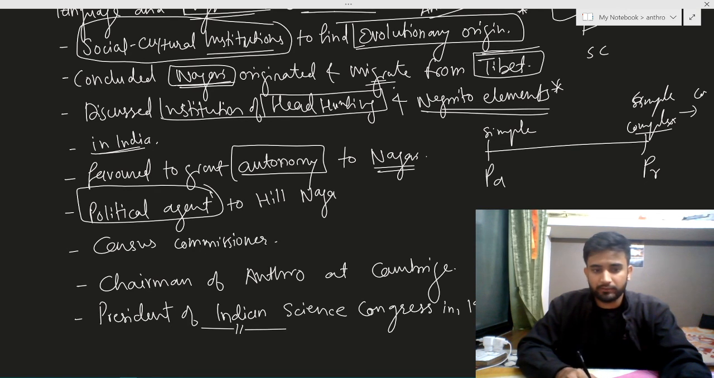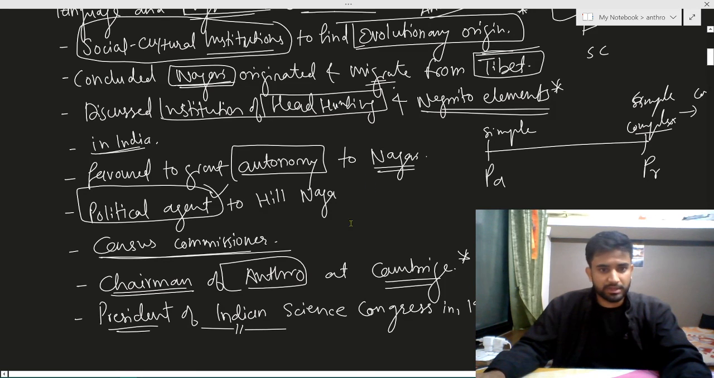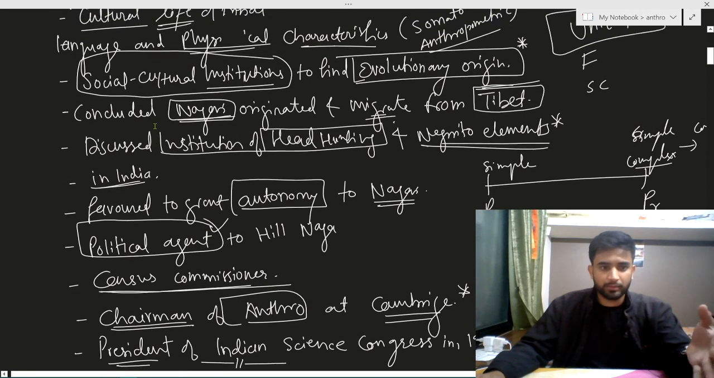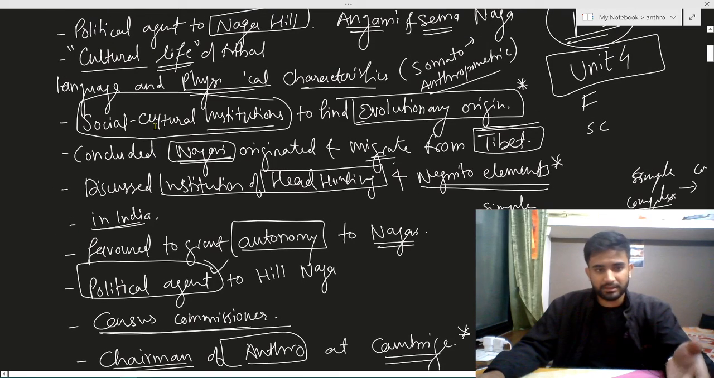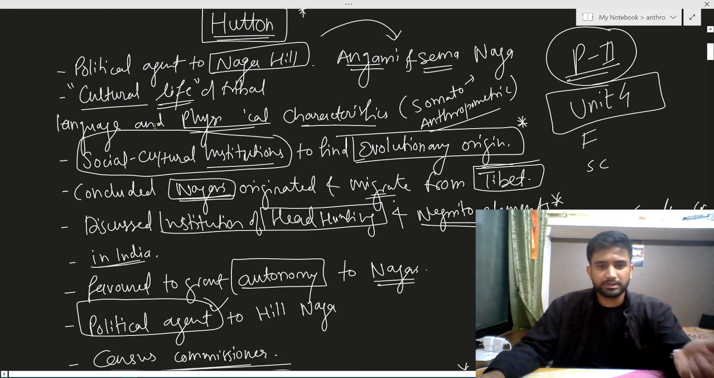He also acted as a census commissioner, and was a chairman of anthropology at Cambridge University. He also acted as president of the Indian Science Congress in the year 1921. So this is all about Hutton. As far as this topic is concerned, these are the points you are going to write down, and you can elaborate any point if you want, but I don't think it is necessary. From these you can make 150 words, which is more than sufficient.